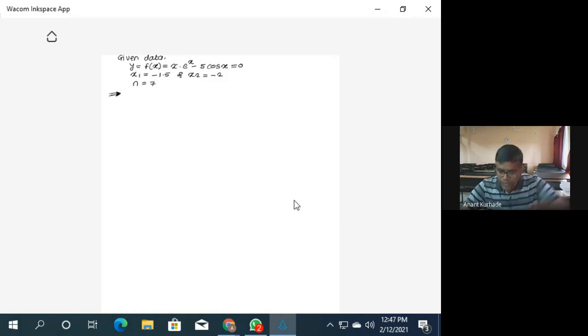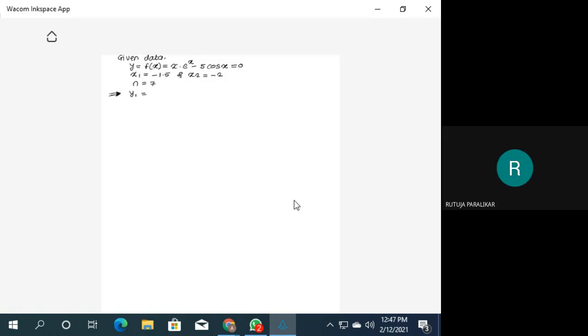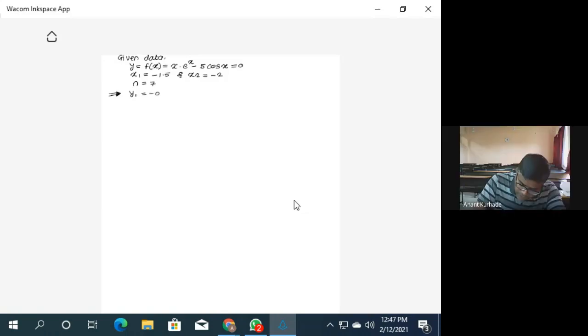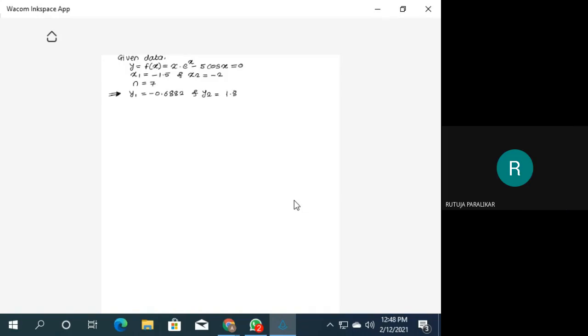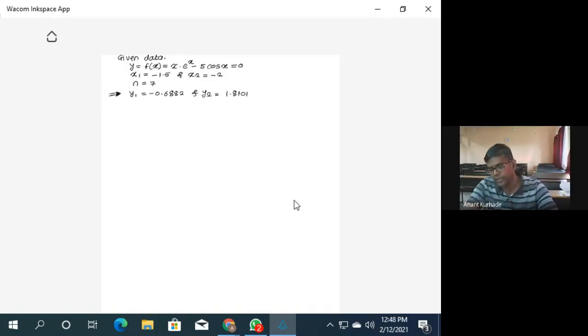Now we have written this given data. Next we have to find y1 and y2. Please tell me what is y1. It is minus 0.6882. And what is y2? It is 1.8101. By observing these two values, what will be your conclusion about the given x1 and x2?